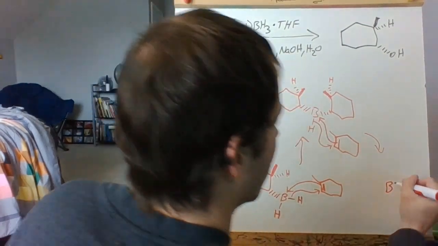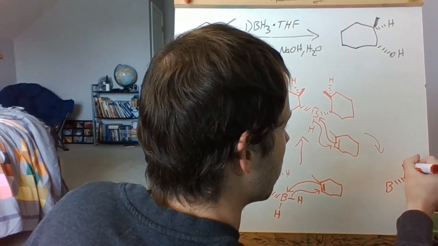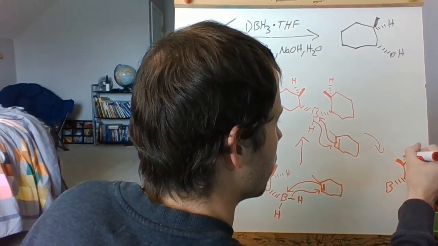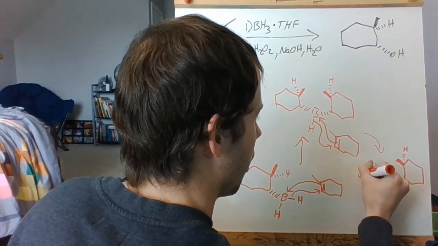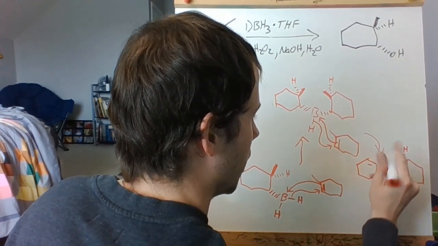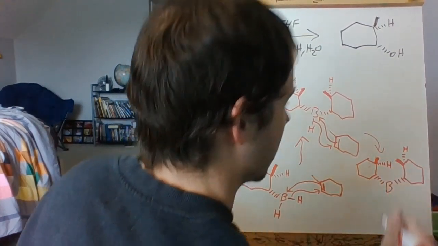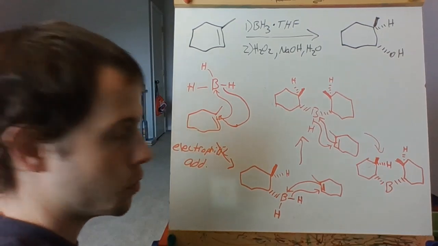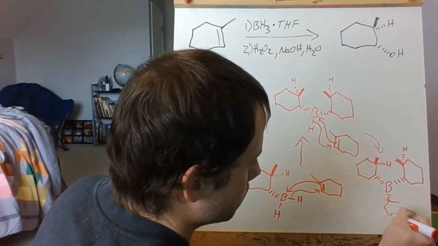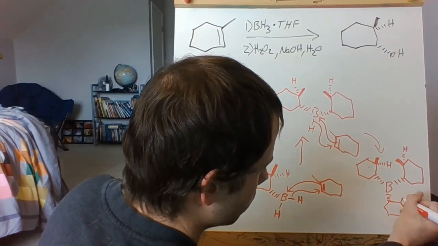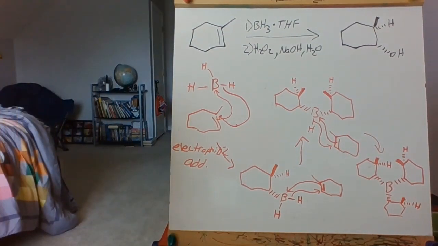So we have our boron attached to this, and attached to this, and now it's attached to a third one as well. So we would get a species that looks like this.